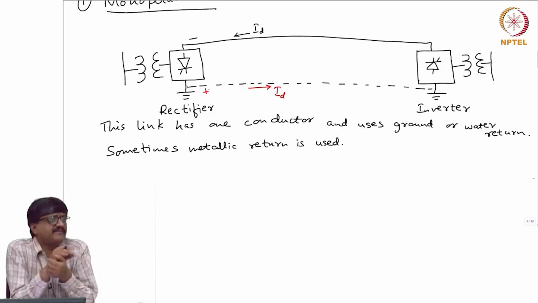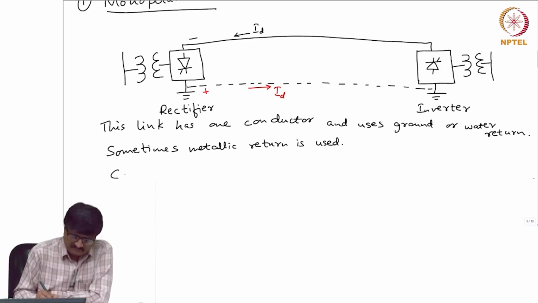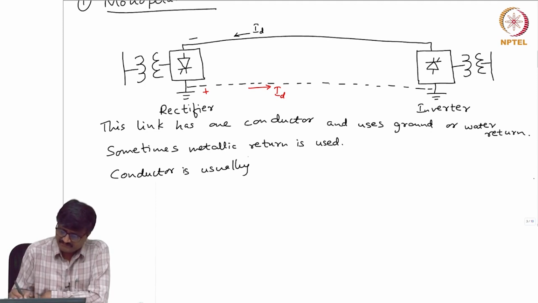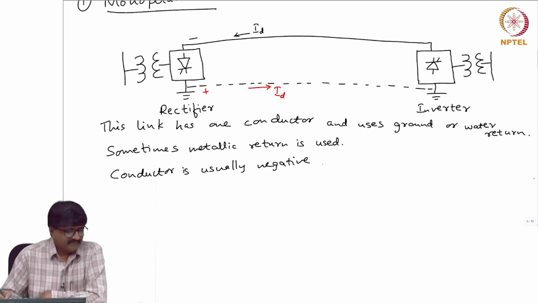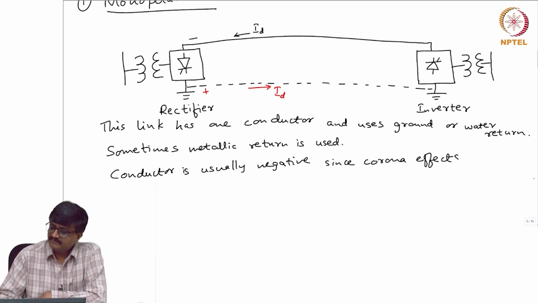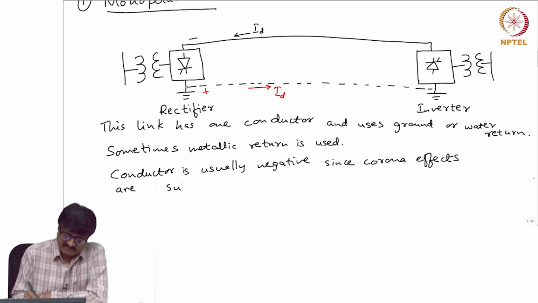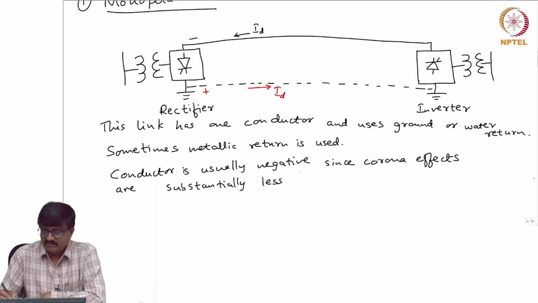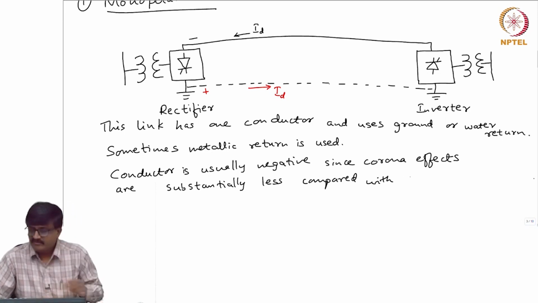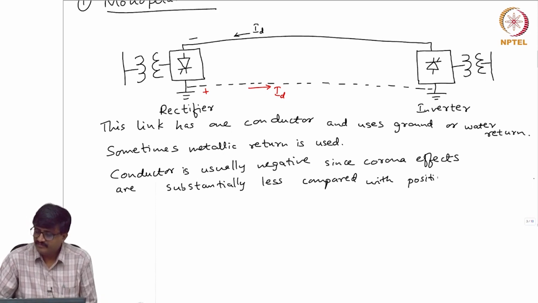The question is, why not make the conductor positive and the ground negative? The conductor is usually negative, since corona effects are substantially less compared with positive polarity of the conductor.